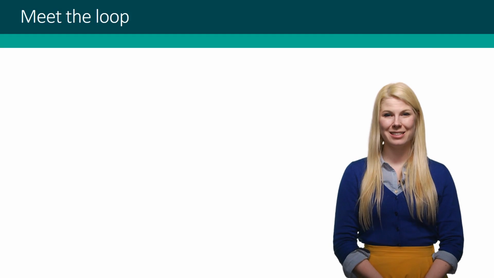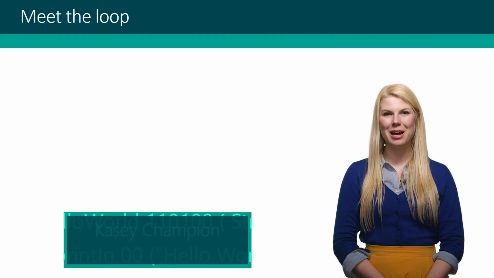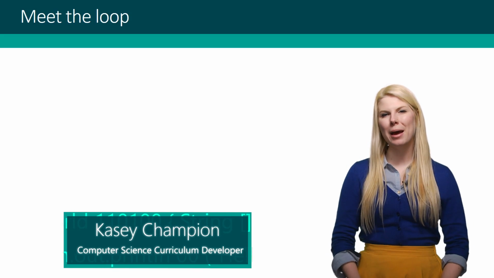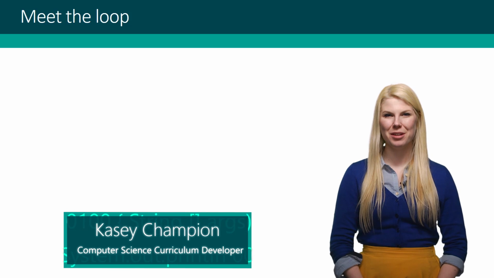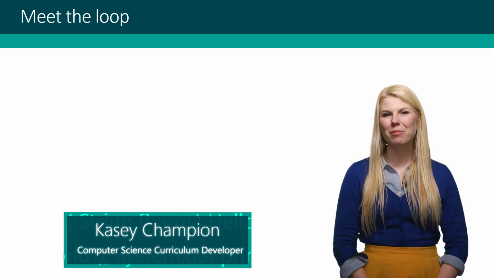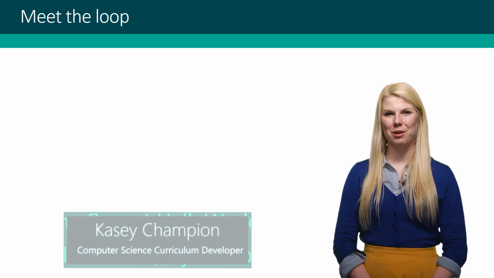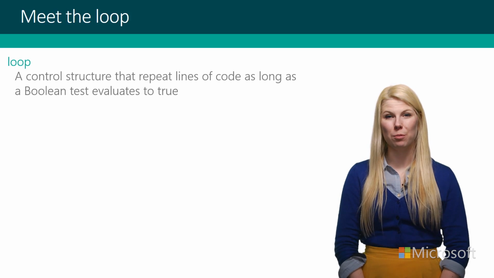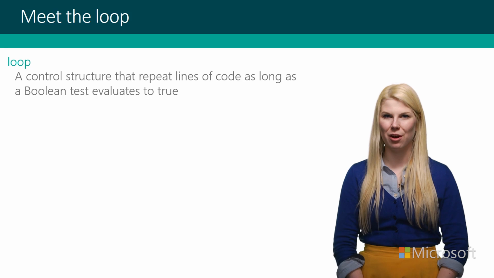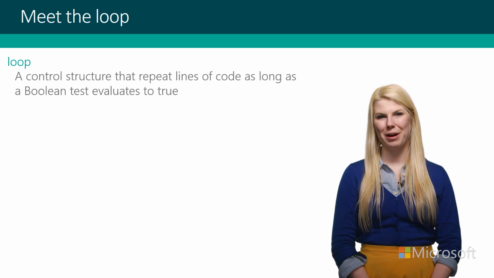Writing code takes a lot of time, and sometimes you want to put the immense power of the computer to its best use. One of the most important control structures within computer science is the loop, which lets you repeat lines of code within your program.